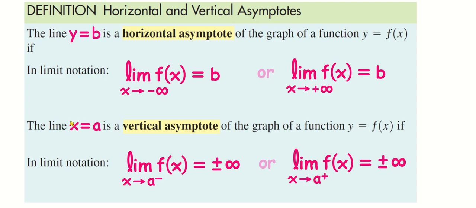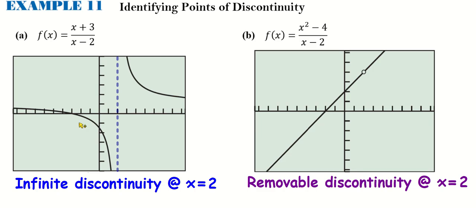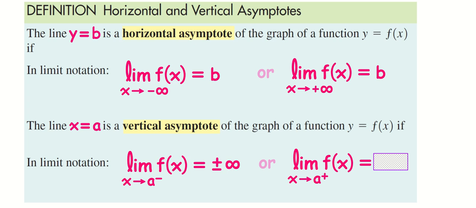X equals something would always be a vertical line, like x equals 3, or x equals -8, or x equals 2. So the equation of this line is x equals 2. Y equals something is a horizontal line, x equals something is a vertical line, and we have this notation here about a limit. So let me focus on this one to help explain all this stuff.